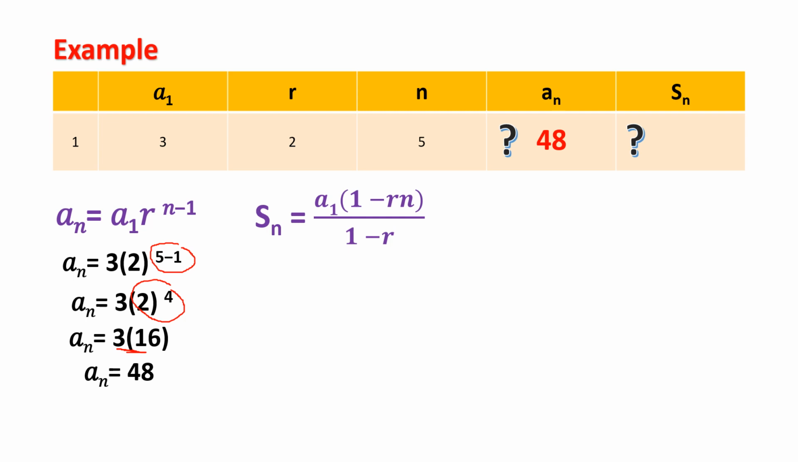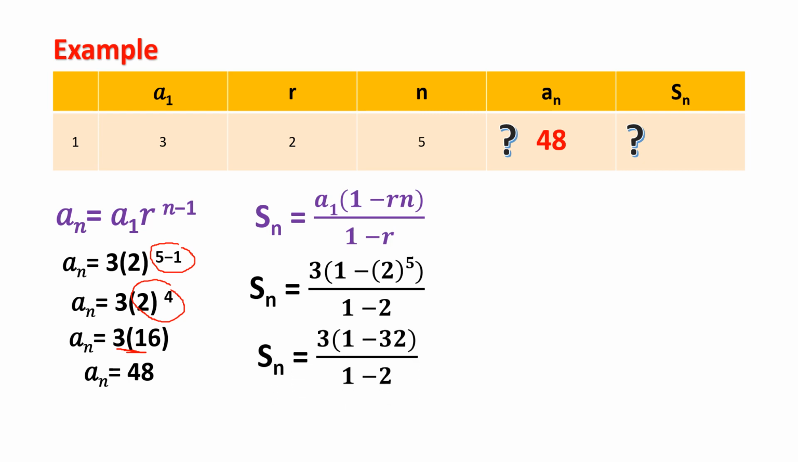Same process, we are going to substitute the values of the given information. So we have a sub 1 is 3, r is 2, and n is 5. This will become 3 times 1 minus 2 to the power of 5, all over 1 minus 2. First, what is 2 to the power of 5? That is multiplying 2 five times, and that is equal to 32. And 1 minus 2 is negative 1.